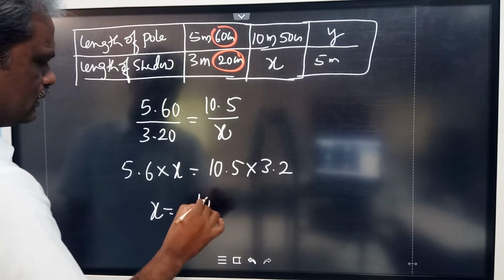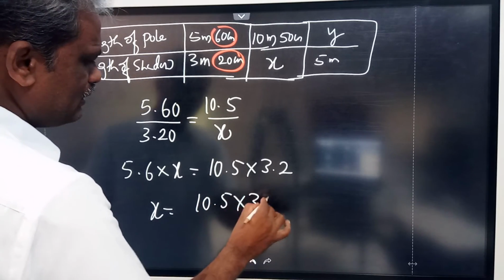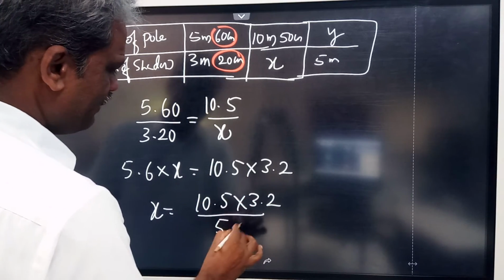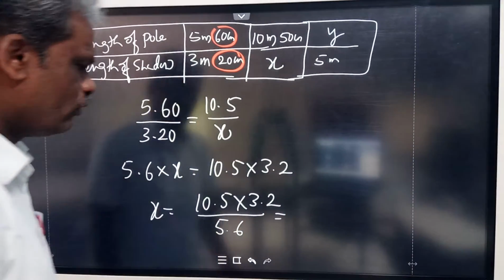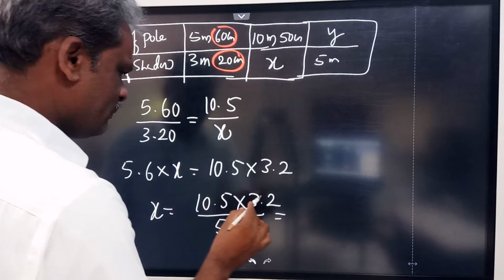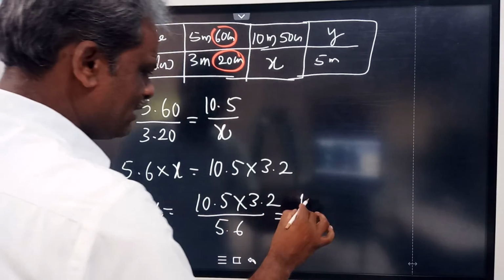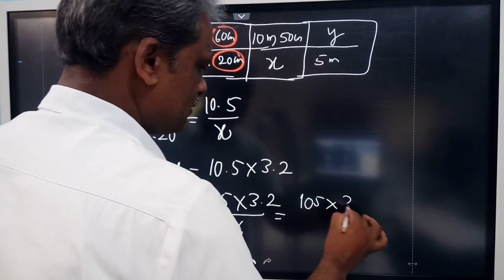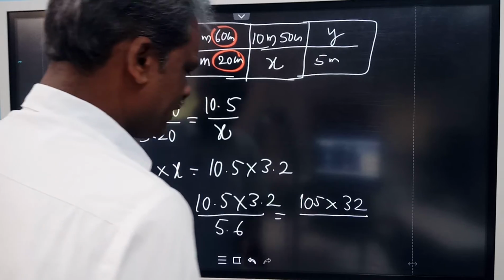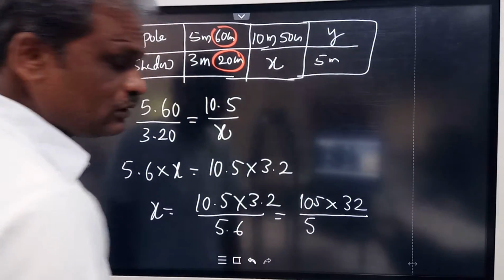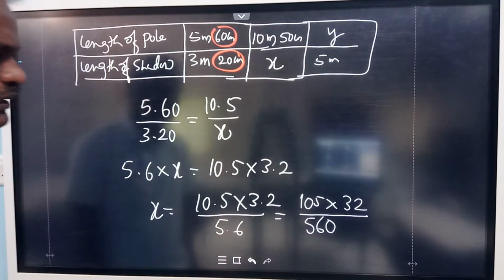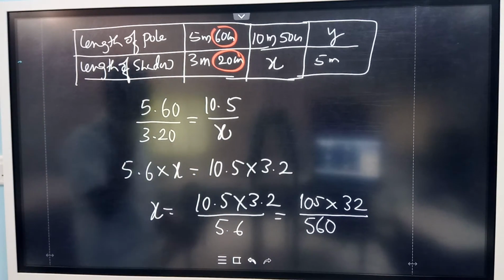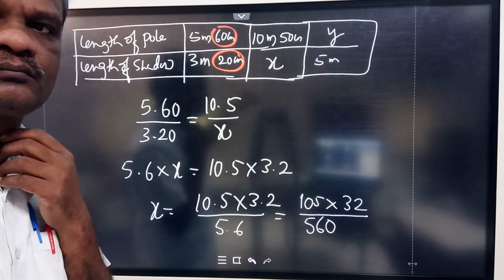X is equal to 10.5 into 3.2 divided by 5.6. So make this completely a whole number. You are going to shift 2 digits here. Here 1 digit, 105. Here 32. 2 digits you have shifted in the numerator, here also you have to shift 2 digits. 56 means 1 digit, put 1 more 0. So simplify this one by dividing it now.